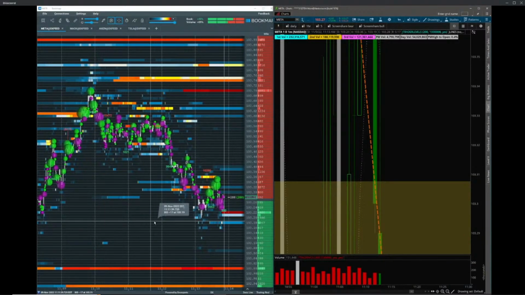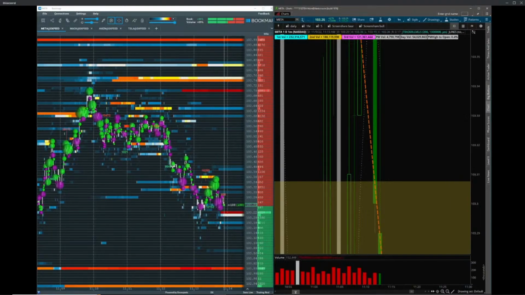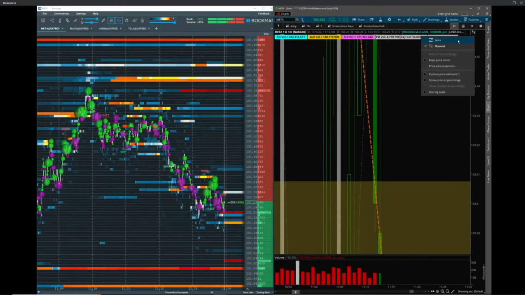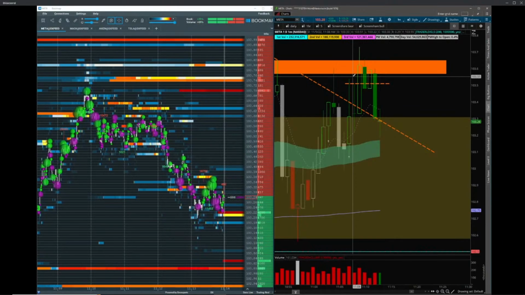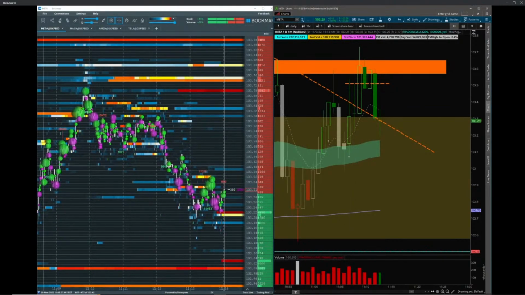Sideways on Yes, sideways on Amazon, sideways on Tesla. This is the market at this time. Some good range at the open, first hour, and then slowing down.